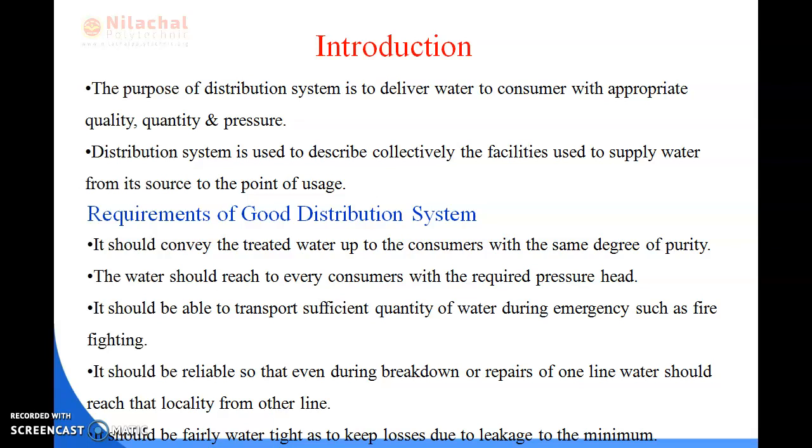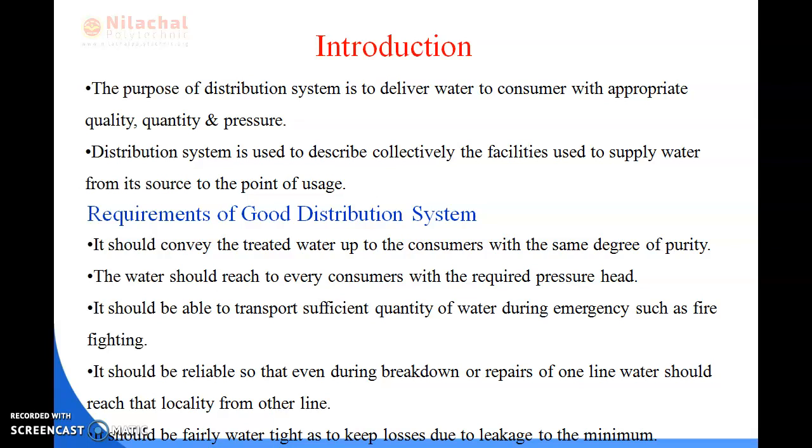So first is introduction. The purpose of distribution system is to deliver the water to consumer with appropriate quality, quantity and pressure. The distribution system is used to describe collectively the facilities that are used to supply the water from its source to the point of usage.